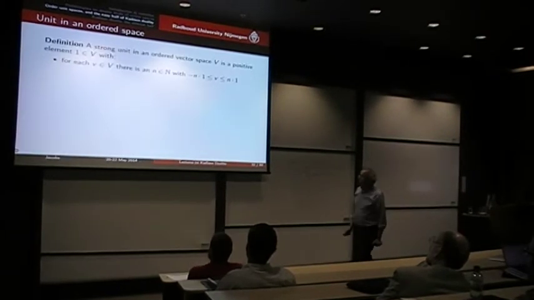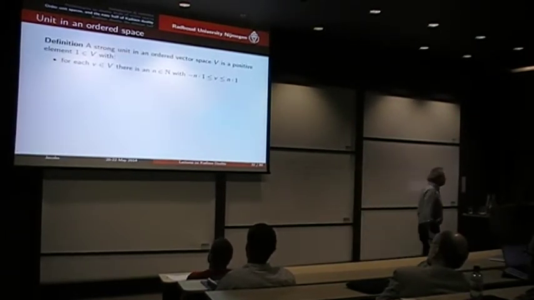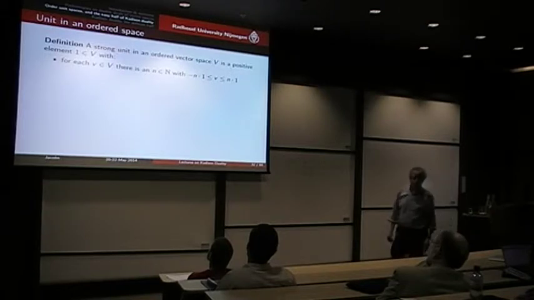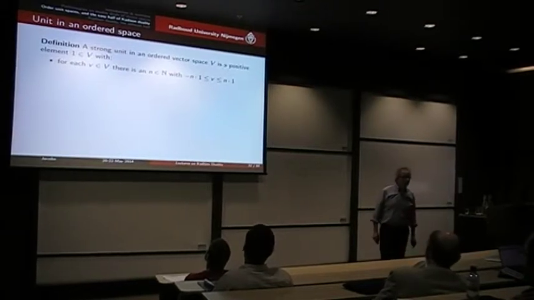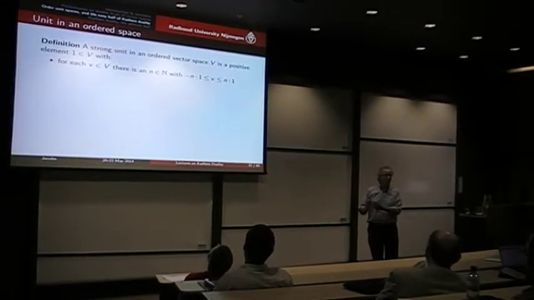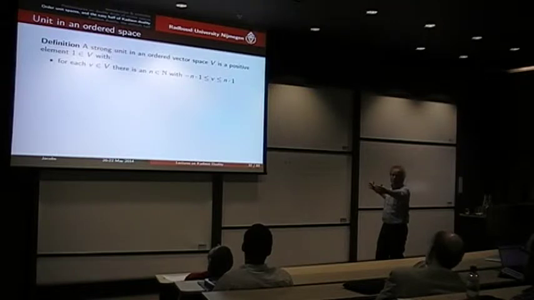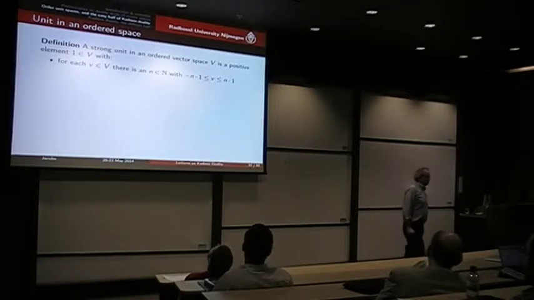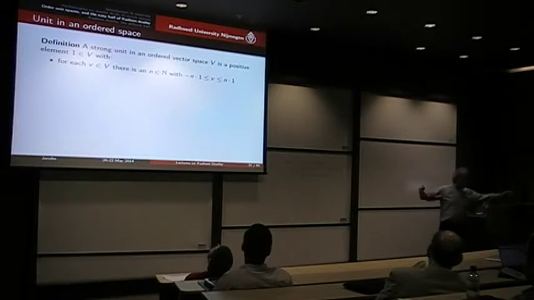What's now an order unit space? Well, I need another definition. A strong unit in such a vector space is a particular positive element, typically written 1 in this context, such that for an arbitrary element it can be squeezed in the interval minus n to plus n by taking a suitable natural number n. So everything can be squeezed in by making the interval large enough.